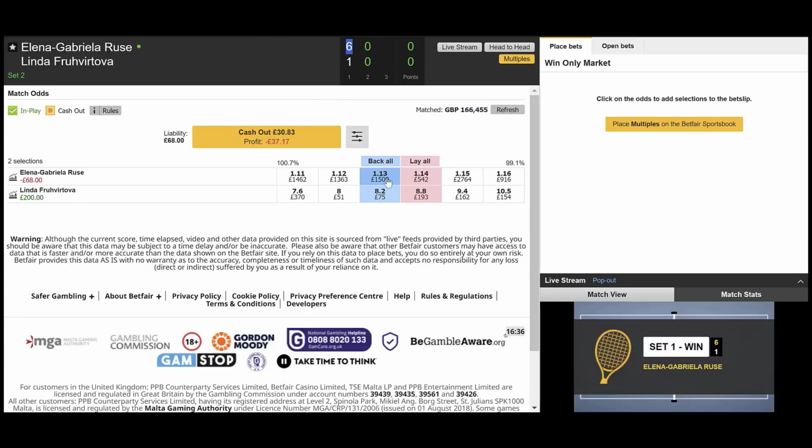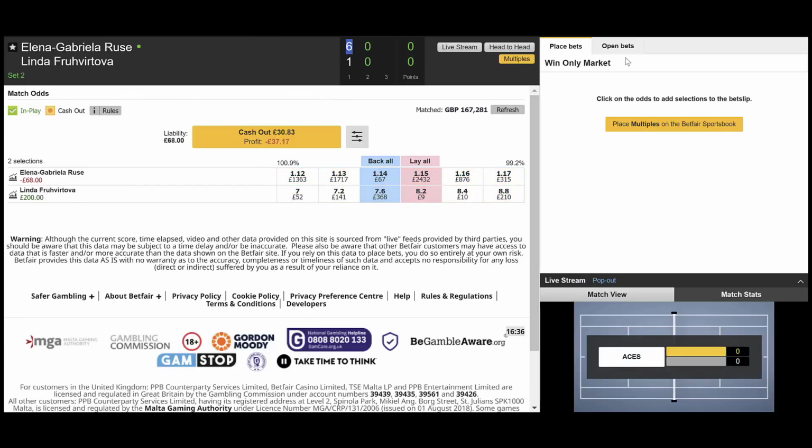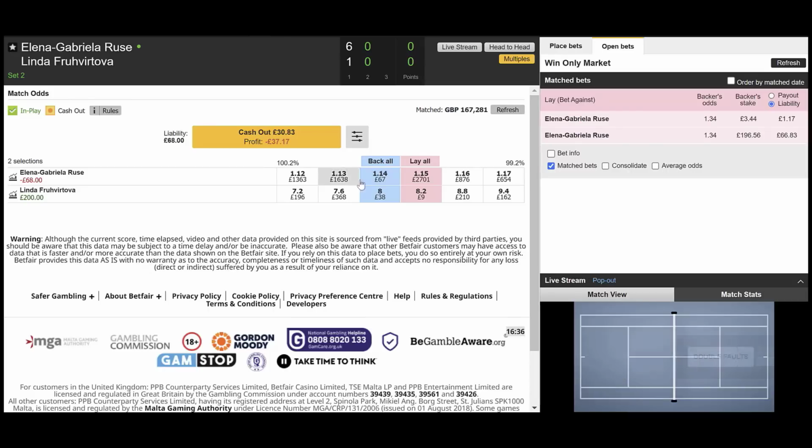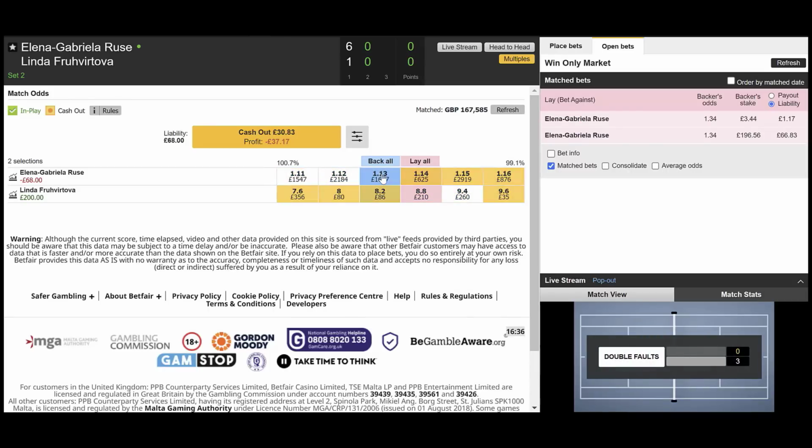But like I said, the price doesn't go down to 1.01. We laid at 1.34. We're going to exit probably around 1.14. Okay, so just going to wait for the prices to settle. It is the end of the first set, and then we'll exit and we'll just lock it in.